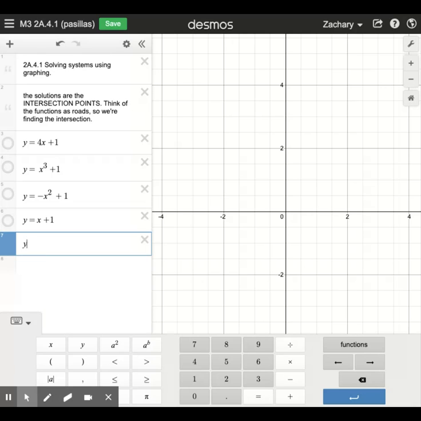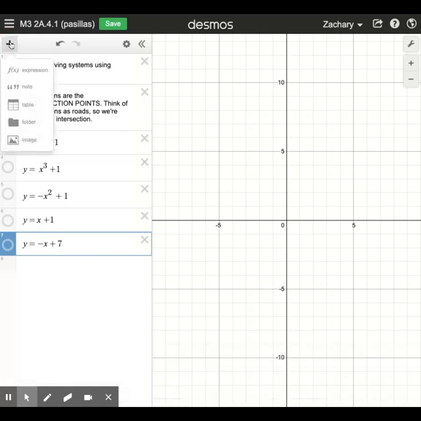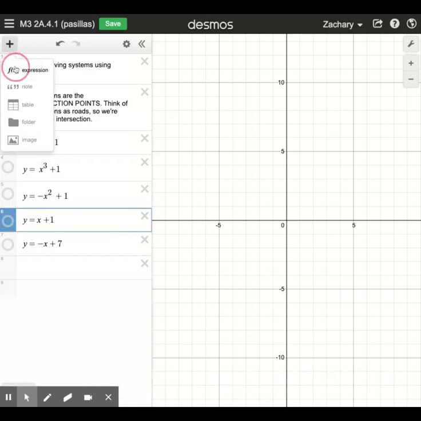f of x is really just function notation for y. Negative x plus 7. Right, and then I'm going to look where I can see it here. I'm going to turn that one off so it's not spoiling the satisfying outcome of this. Okay, so these first 4 are ones I just did. Let me actually just add another note here that says this one is number 7.